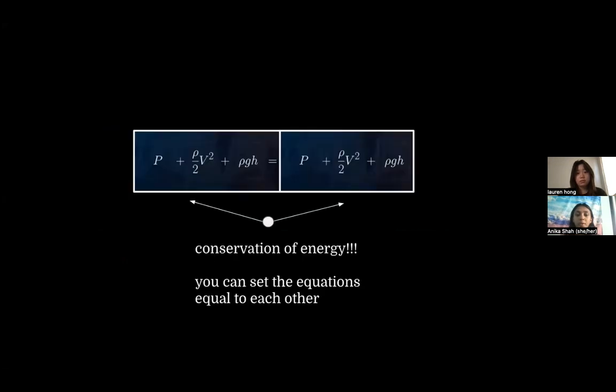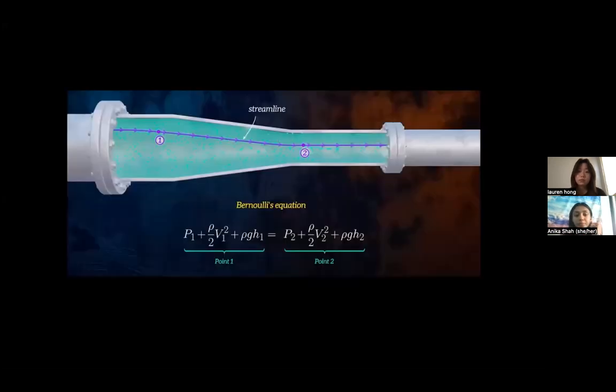Okay, so now where can this be used? Again, conservation of energy, which means you can set the equations equal to each other. So again, very similar to how we do mgh plus 1/2 mv squared equals mgh plus 1/2 mv squared at two different points in time. Same exact thing. You can set the equations equal to each other and then solve for certain variables. So now we can look into an example of that.